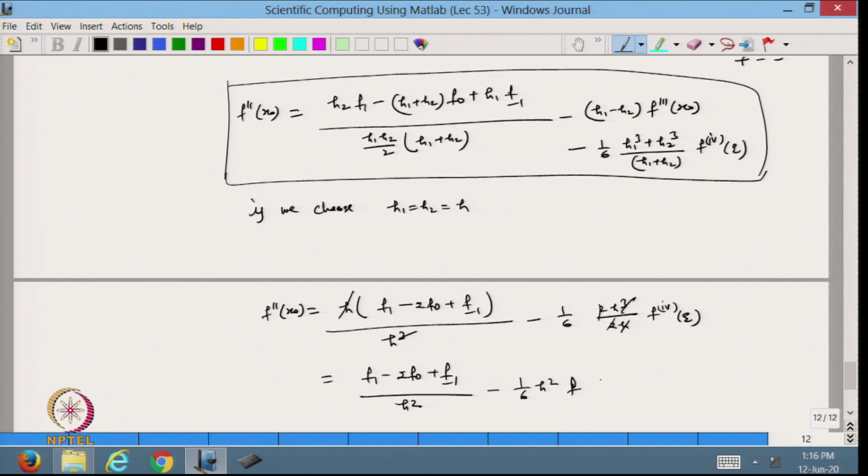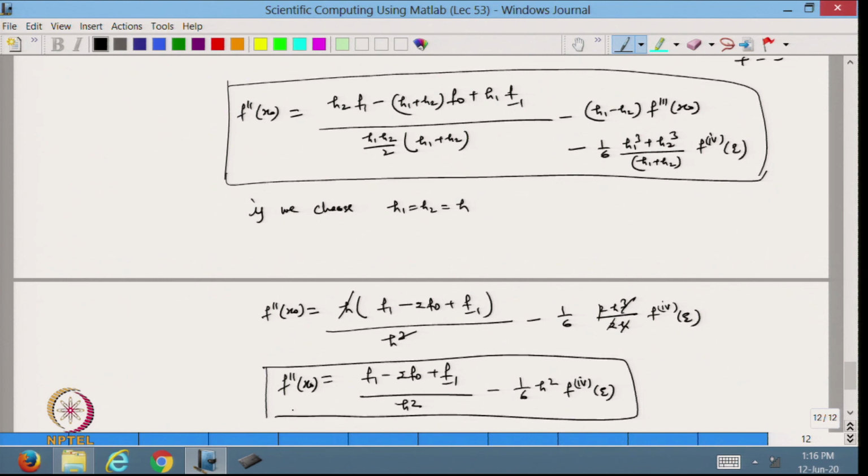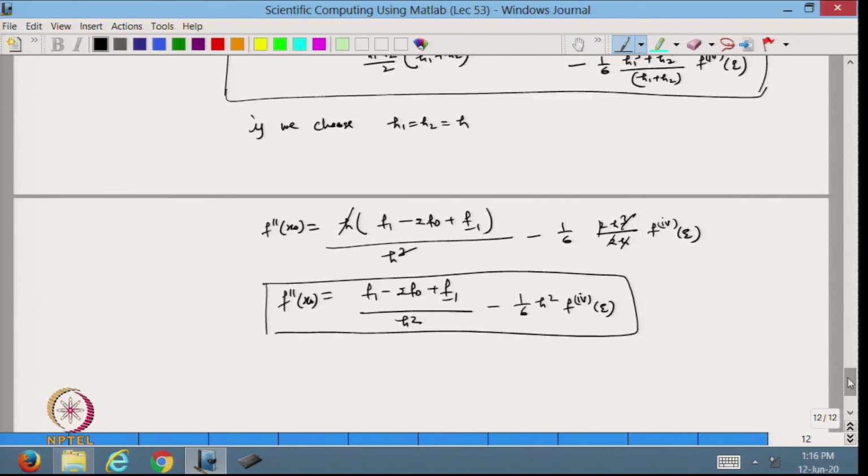h square f fourth derivative, and we already know that if we have the equispaced data and we want to find the second order finite difference using the central scheme, this is the expression for that one, and that is of order h square. So this one we can verify by putting h1 equal to h2 equal to h.